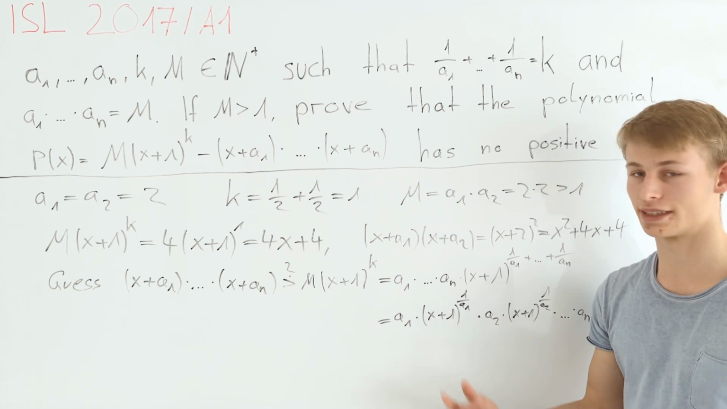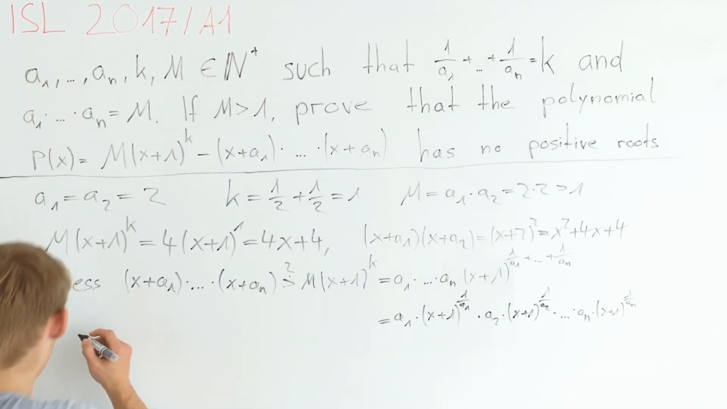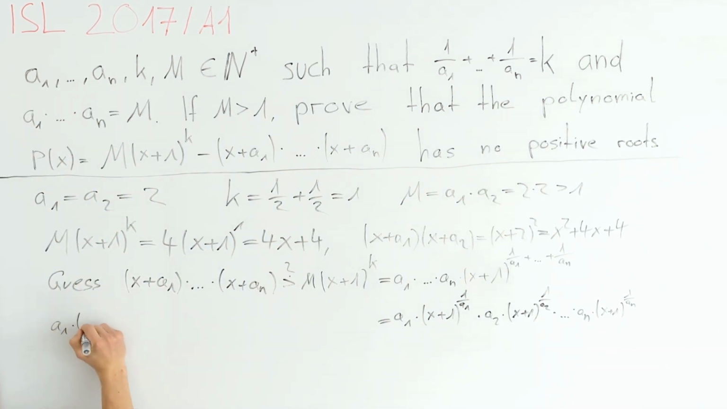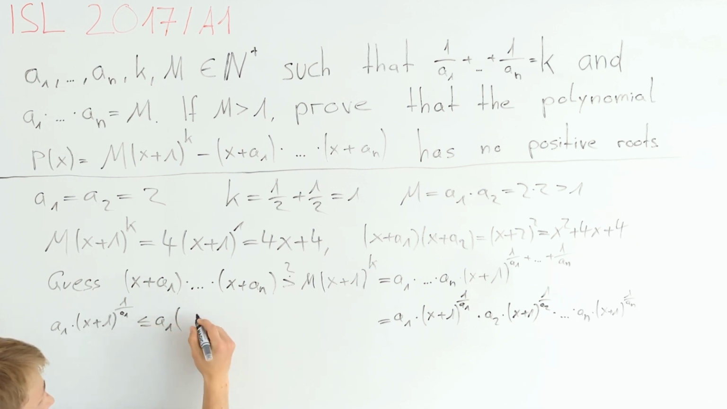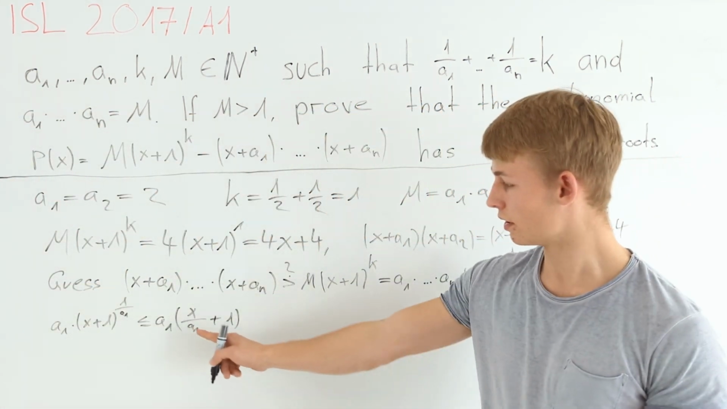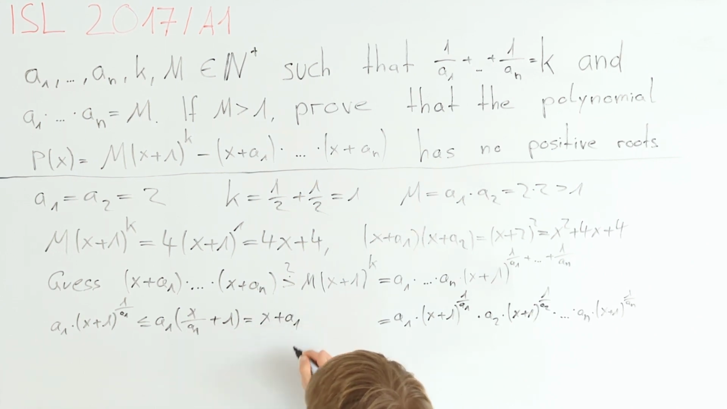Since the term in the base here is x plus 1, we are motivated to use Bernoulli's inequality. So we can write down that a1 times (x plus 1) to the power of 1 over a1 is less than or equal to a1 times (x over a1 plus 1). Here we have a less than or equal to sign because we know that a1 is a positive integer and therefore 1 over a1 is less than or equal to 1. This is really nice because now we see that this is equal to x plus a1, which is exactly the left hand side.